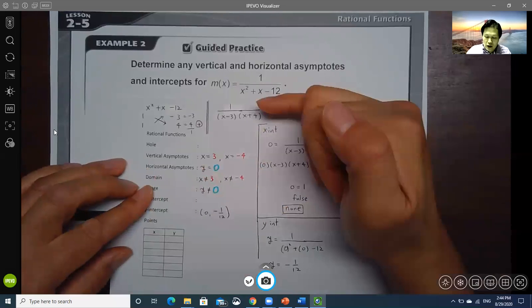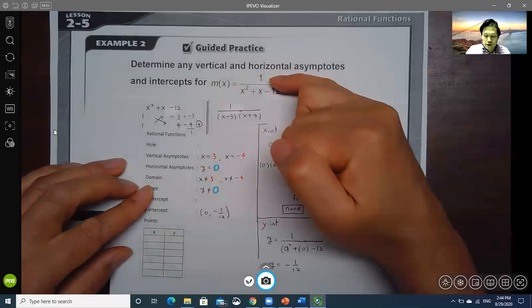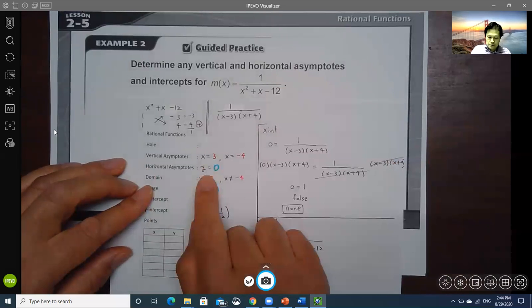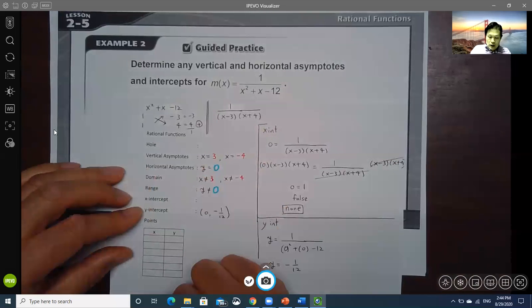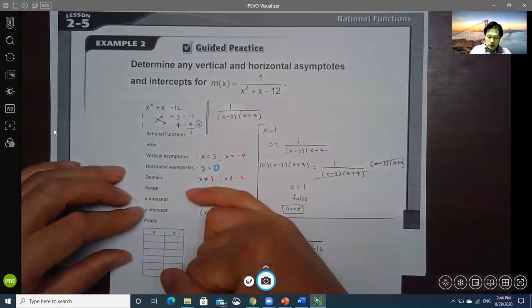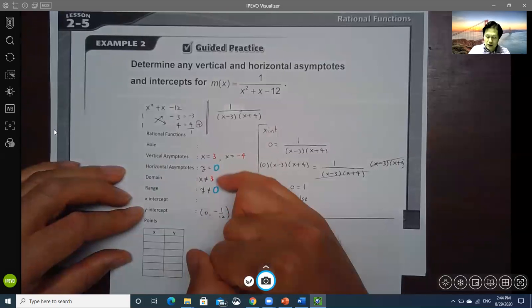Horizontal asymptote, I compare the highest power of x on the numerator and denominator. We got a higher power on the denominator. So you got y equal to 0. I didn't ask for the range, so you don't have to do range. But if I did, it would be something like that.